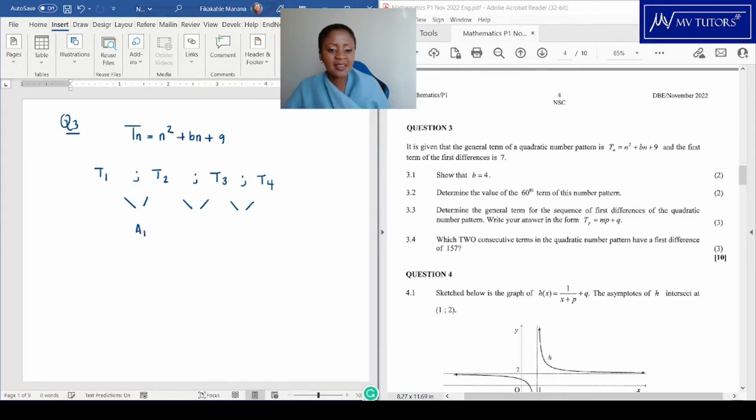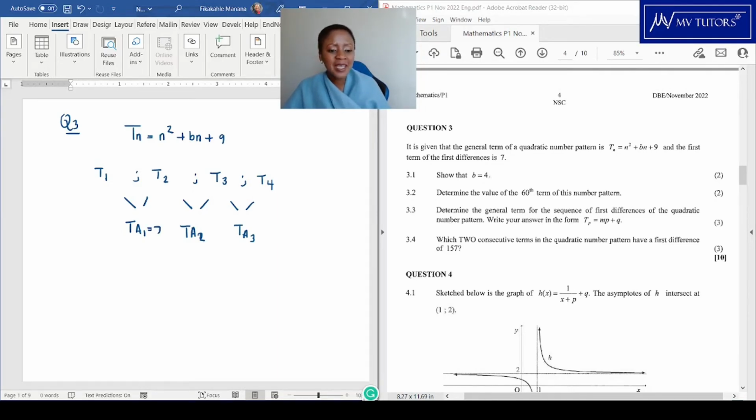So let's just say A1 for term 1 of the arithmetic series, TA1, TA2, term 3 of the arithmetic sequence. So they're telling us that the first term of the first differences is 7. So we know that is 7. That is what it all means.